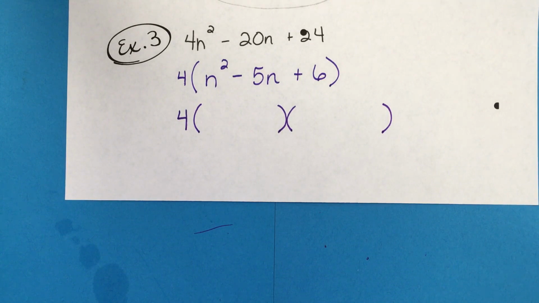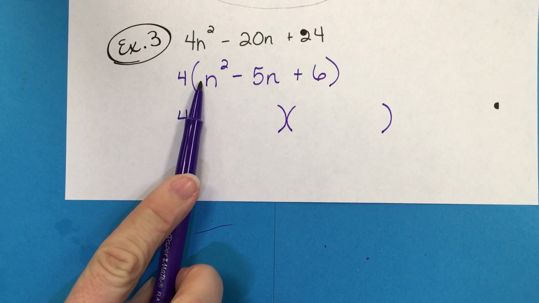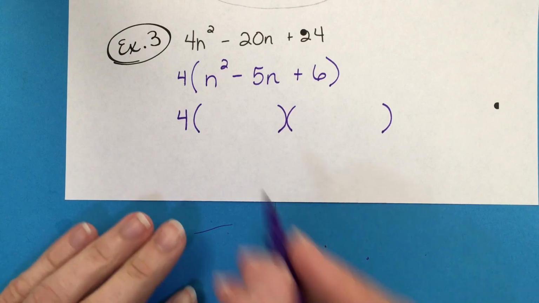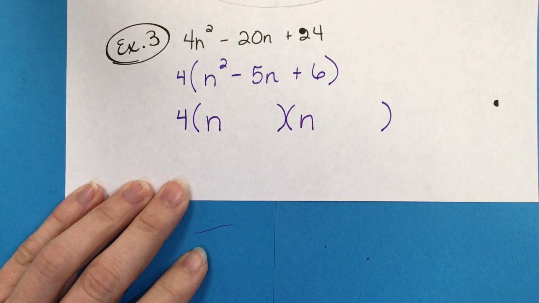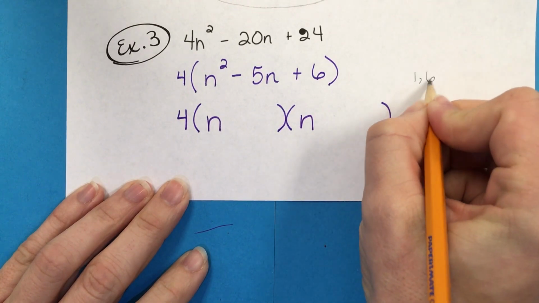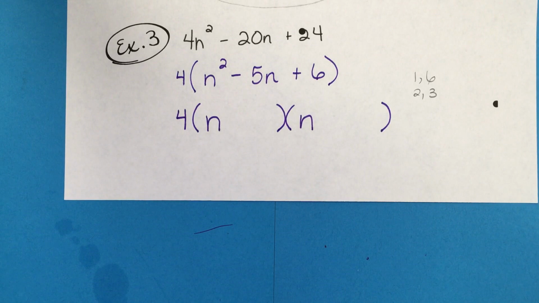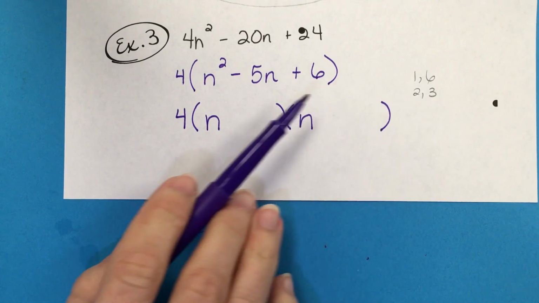Now, this one's gonna be a little bit easier to figure out than the last one, and that's because, see, this has a 1 in front of your variable, and if you remember, that always makes it easier to figure out. So n squared, that would have to be n times n. Now, for 6, I've got 1 times 6 and 2 times 3. Now, you're gonna have to think about your signs on this one before you pick your pair of numbers.